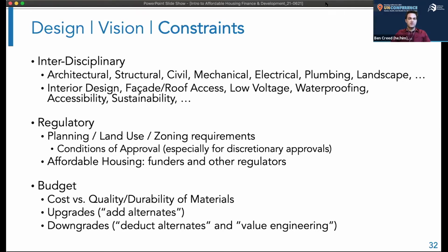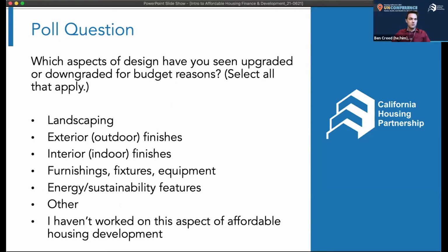So we have another question for the group, and this is a poll question. If you've worked on a project that has seen changes made to the design for budgetary reasons, what aspects of the design did you see changed, either upgraded or downgraded? You should be able to select multiple choices here. Hopefully this was set up as a checkbox question. If not, maybe pick the first one that comes to mind.